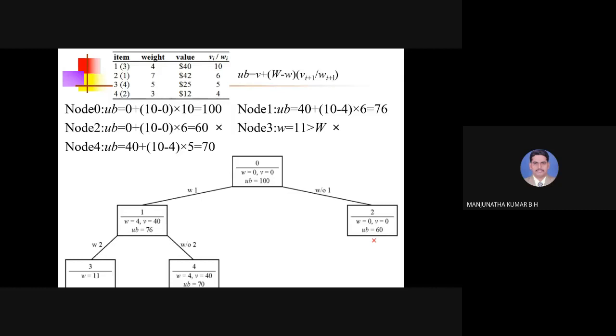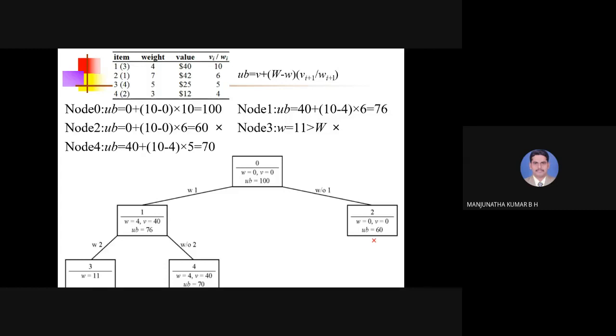That is the third item now, because this calculation is for without 2. So what is the next choice? The next option, third item. Hence 10 minus 4 into 5. Third item profit weight ratio is how much? 5. So 10 minus 4 into 5. What is the value of this formula? It is 70. So 70 will be the upper bound value of node 4.